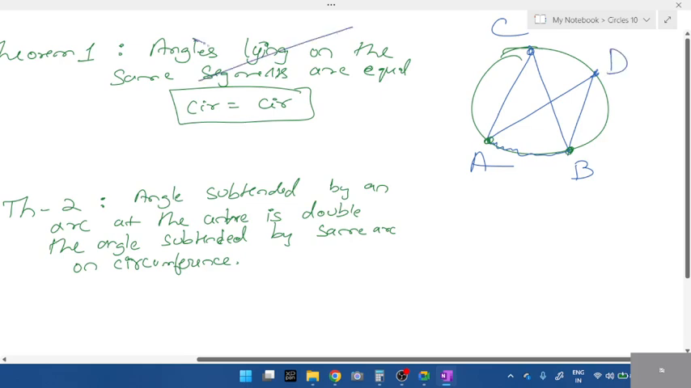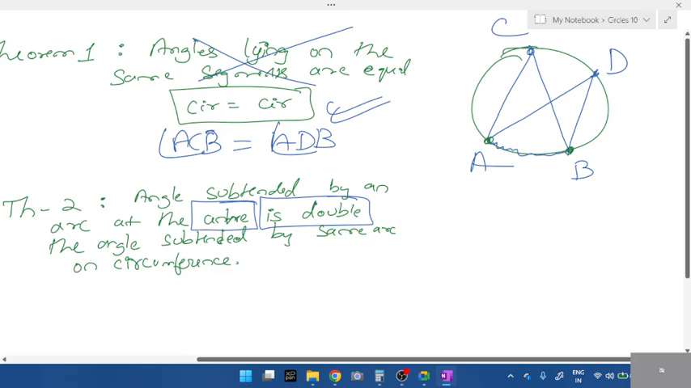So I just skipped all this. Remember, circumference is equal to circumference. On the same arc, angle ACD is equal to angle ADB. This is how I explain circumference and circumference. Next, theorem 2. Angle subtended by an arc on the center. Remove everything, I just took the keyword. Center is double. What do you mean by double? Twice, right? Center means equal to, double means twice.